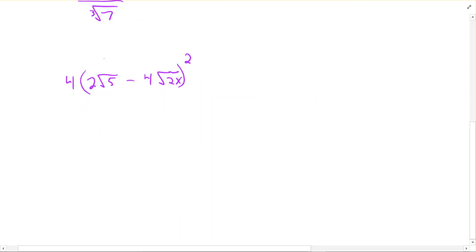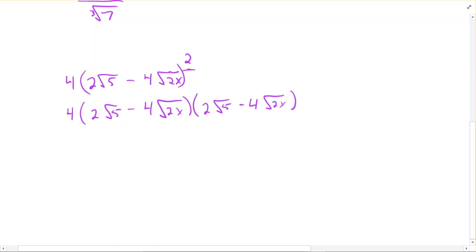Okay, first off, what a lot of people are going to do is say, well, I'm just going to square this part, square this part, and I'm done. That's not really the case here. The first thing you've got to do is expand this. That's one of the most common mistakes in math. What we've really got here is 4 times 2 root 5 minus 4 root 2x, and then multiplied by the exact same thing. That's what it meant to square it, to multiply it by itself again.